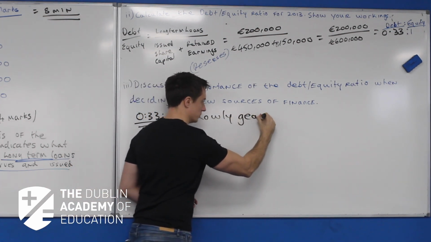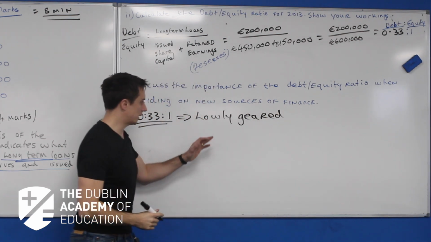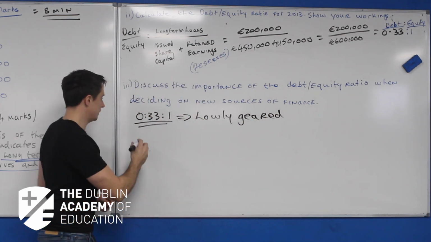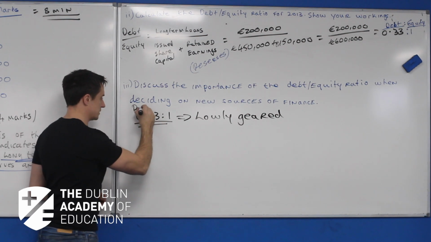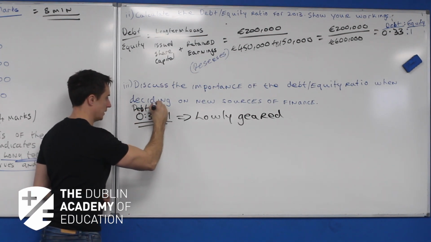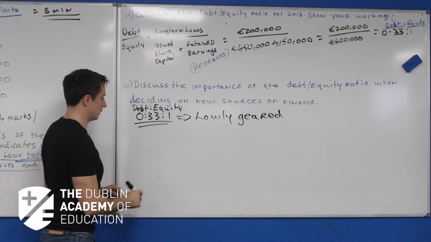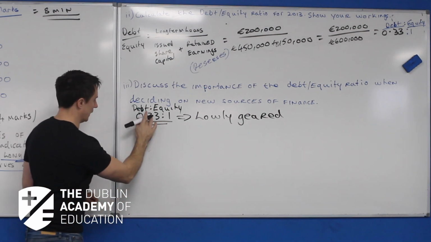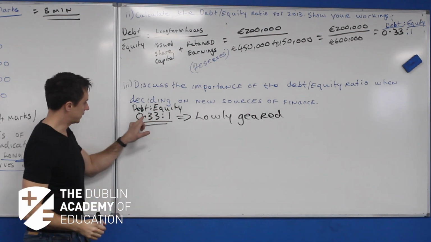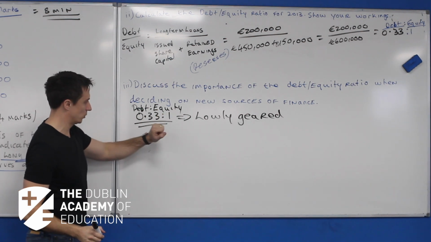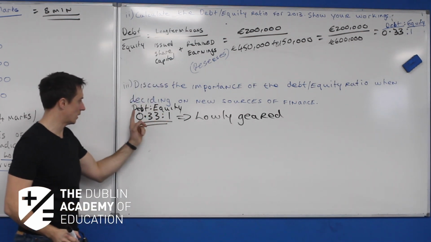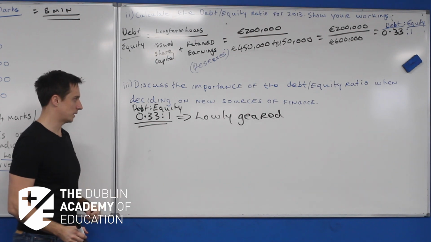And that's a key point, so you want to make sure you spot that. Now, what does it actually mean when it's lowly geared? All it means here is that their debt is less than their equity. So if we look at it, it's 0.33 to 1. That's their debt, 0.33, and their equity is 1. So whenever you've got debt less than your equity, the business is lowly geared.